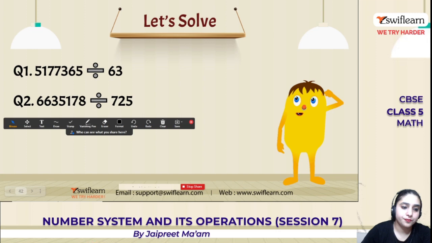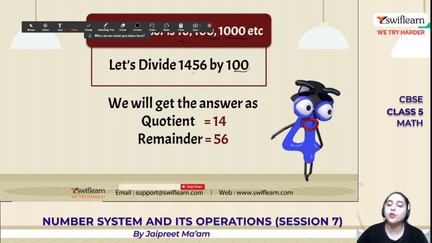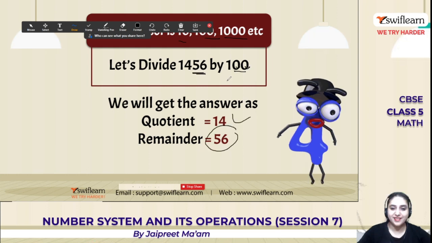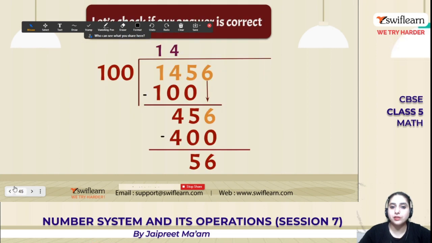Okay, let me tell you, when the divisor is 10, 1000 or 100, what we have to do is simple. Count the number of zeros. How many zeros are there? 2. So write the last 2 digits as a remainder and the rest is the quotient. Simple. For example, I will give you more examples. So let's see some more examples.